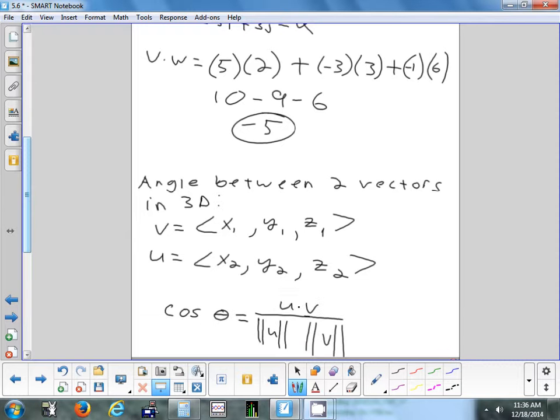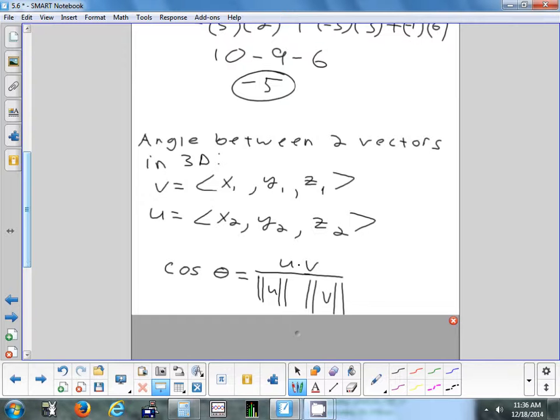The formula to find an angle in 3D is identical. There's no change. Cosine of your angle is the dot product divided by the product of the magnitudes. The only change in the formula is how you do a dot product in 3D. There's one extra step. Okay, we already went over that. How you find the length in 3D. There's one extra step, and we already went over that. Okay, but it's the same formula.